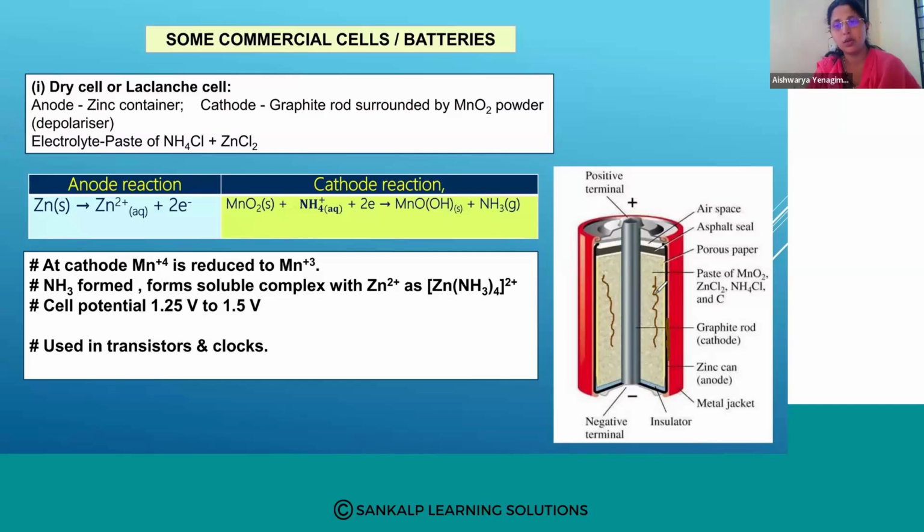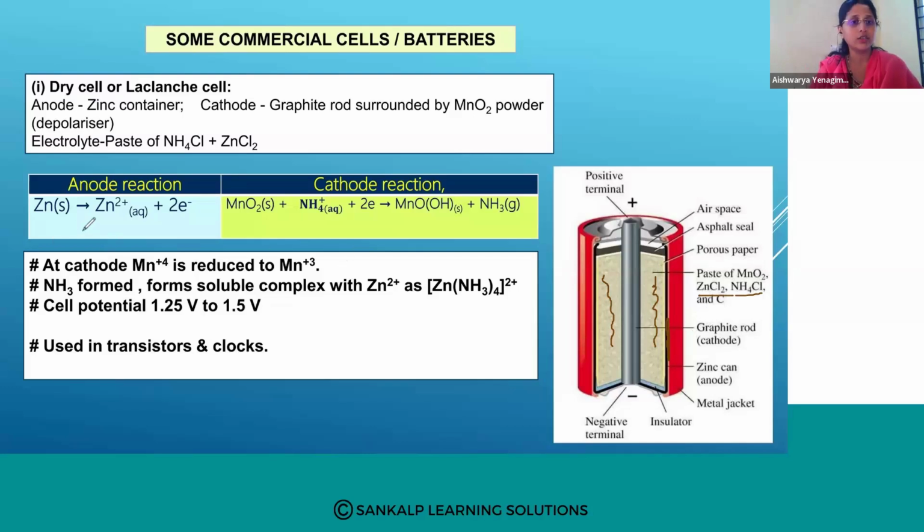We'll see why that paste is being taken. MnO2, zinc chloride, ammonium chloride, and carbon. So this graphite rod acts as the cathode, and it is surrounded by this paste. The space between the electrodes is filled with a moist paste of NH4Cl and ZnCl2. The electrode reactions are very complex, but approximately we can show them.